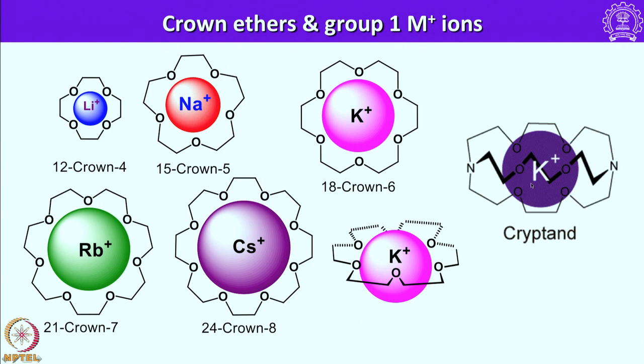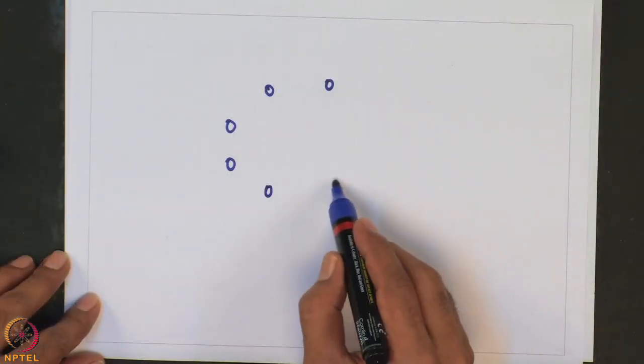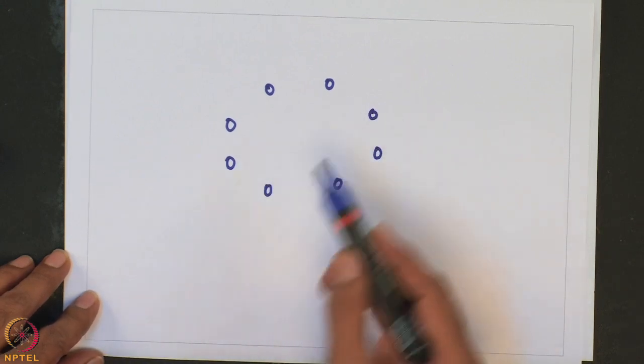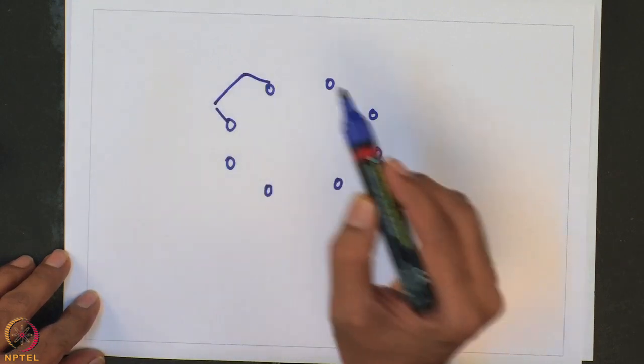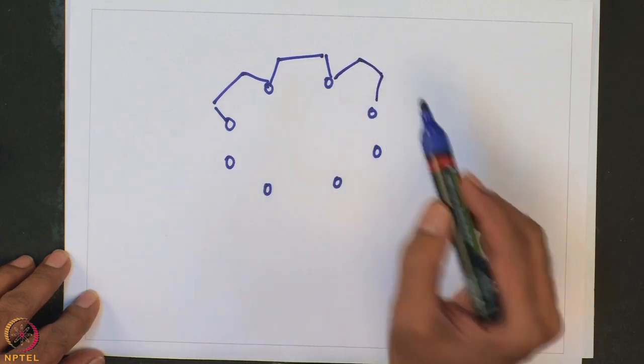Now, let me come to the naming of these, why we call them 18-crown or 15-crown. Let me write one crown ether here. So, now I have written some oxygen atoms. Now, connect them through ethylene linkers.